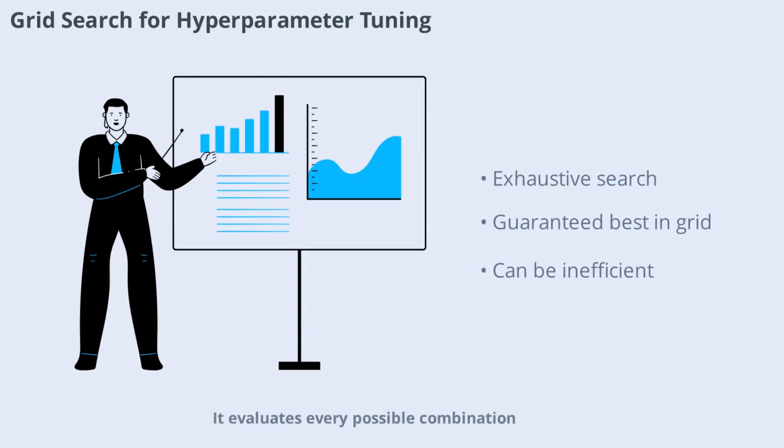It evaluates every possible combination of hyperparameters within a predefined grid. While it's guaranteed to find the best configuration in the grid, it can be highly inefficient, especially with many parameters or large search spaces. Grid search is best for small, well-defined problems.